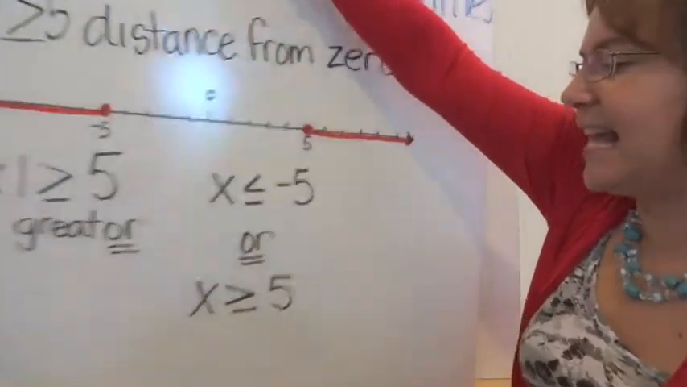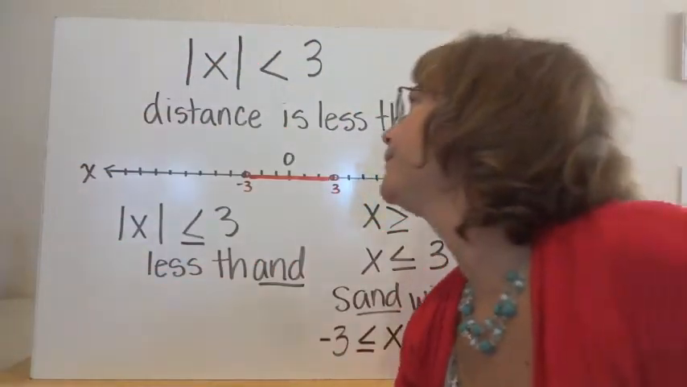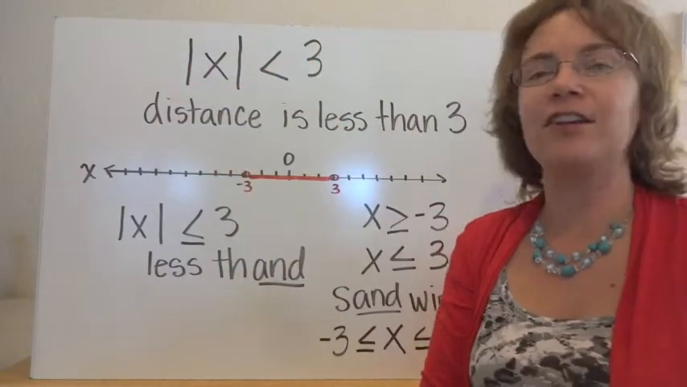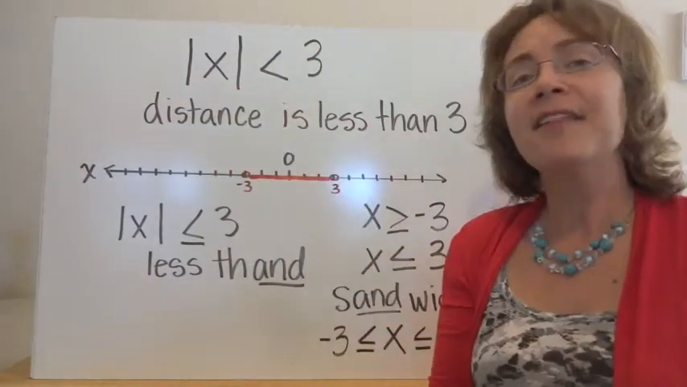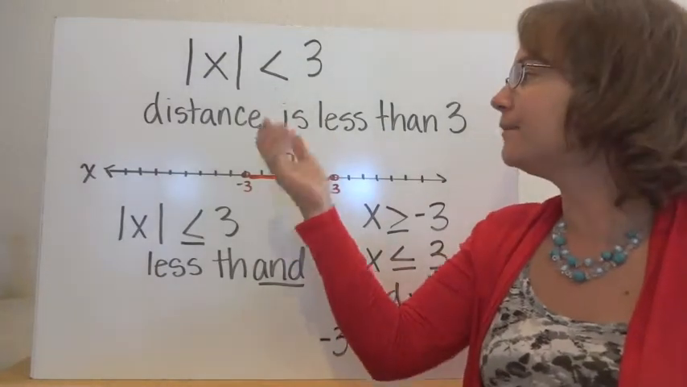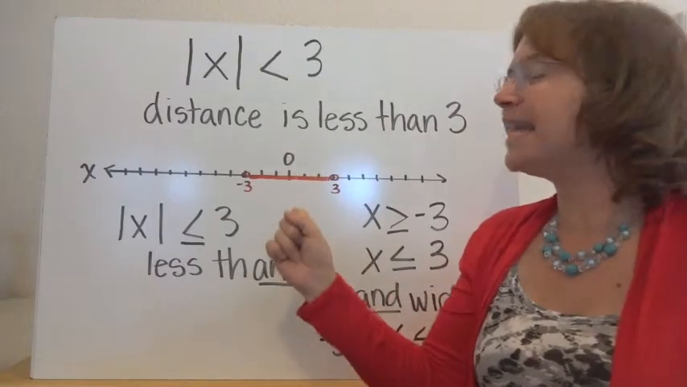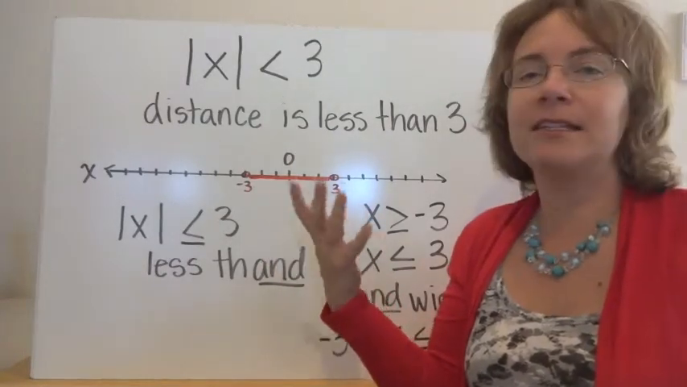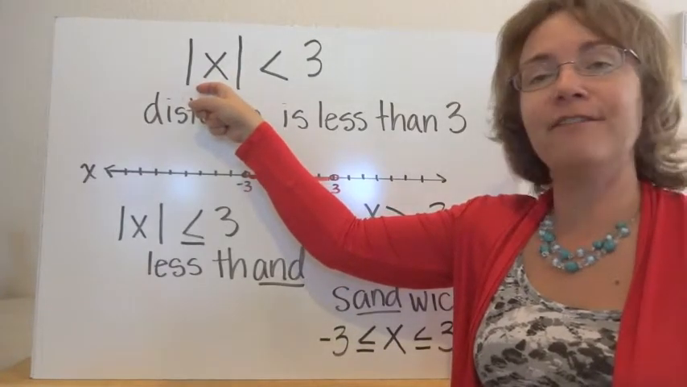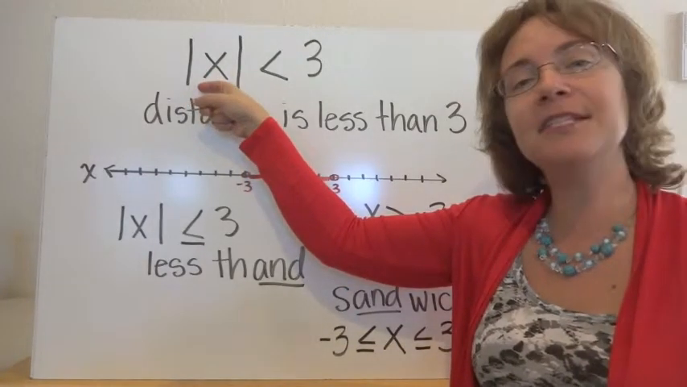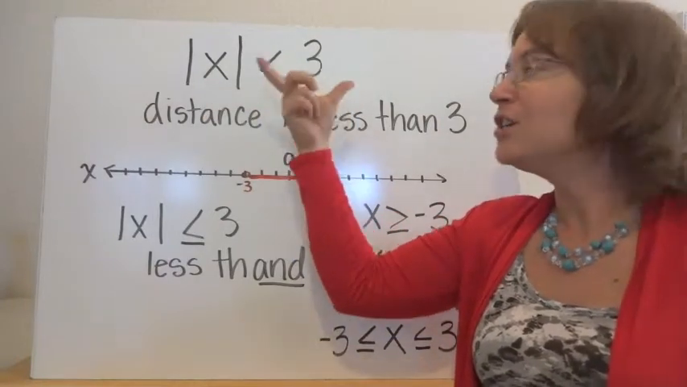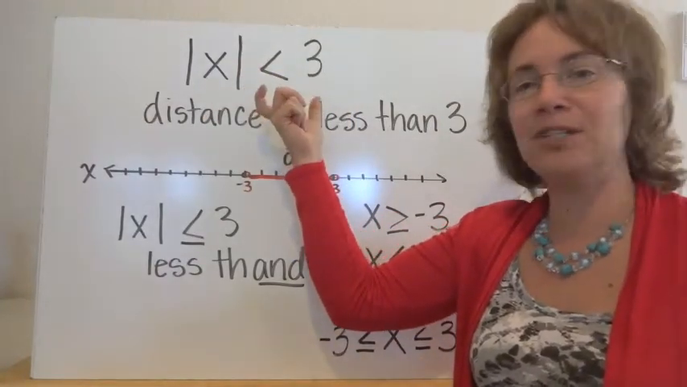So let's look at a less than symbol. When we have a less than symbol, we have the absolute value of x is less than 3. That means my distance has to be less than 3, whether negative or positive values. So if my distance is less than 3, I know it can be things like 2 or 1.5, but it cannot be like a -5. If I put a -5 in here, the absolute value of -5 is 5, and that's not less than 3. So it's going to be sandwiched in between there.